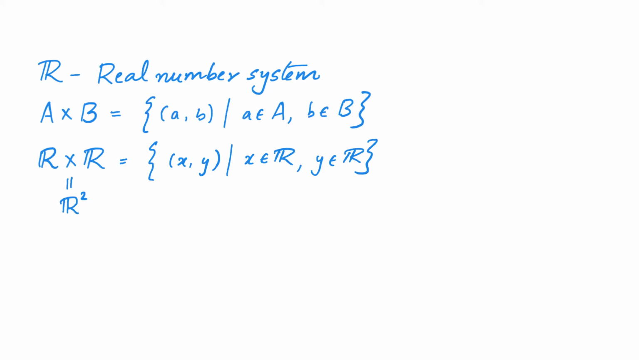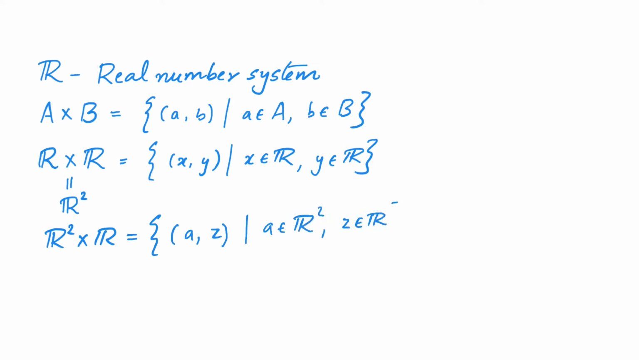Similarly, as soon as we have R2, we can consider R2 cross R. What will this set contain? This set contains the set of all (A, z) such that A belongs to R2 and z belongs to R. Now we know that a point A in R2 can be represented using two numbers x and y. So we can rewrite this as follows. Now x, y, z are real numbers. So we can rewrite in this manner.